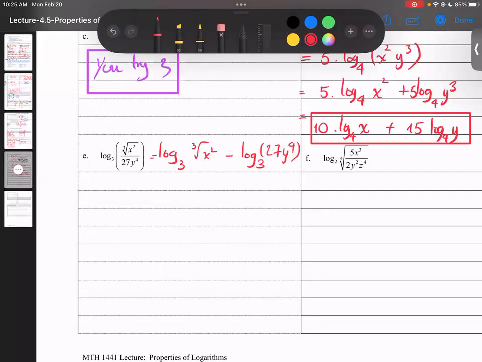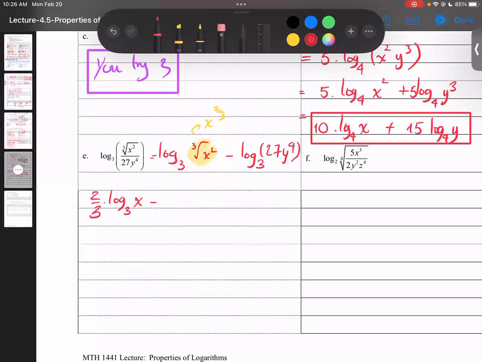The cube root of x squared, if you rewrite it in rational exponent, would be x to what power? 2 over 3, right? So this is the same thing as x to the 2 over 3. Remember the boot method, right? You kick that 3 over and go under the 2, so 2 over 3. So this is log base 3 of x to the 2/3. Can I move the 2/3 to the front and multiply it to the log right away? And then for the last one, I can expand it.